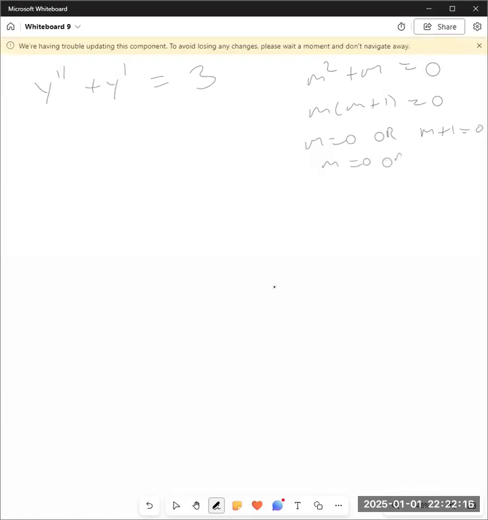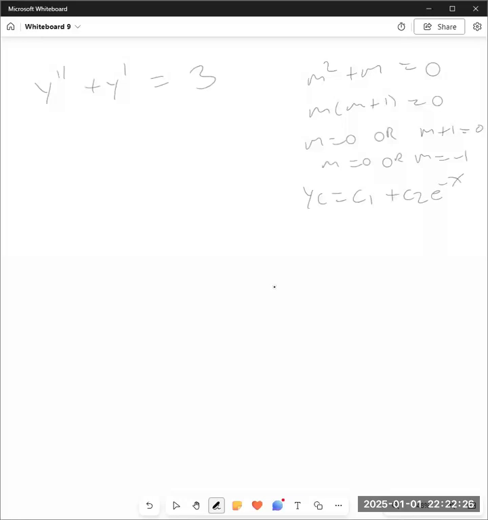Let's go ahead and move on to another example here. y double prime plus y prime is equal to 3. So m squared plus m equals 0. m times m plus 1 equals 0. m equals 0, or m plus 1 equals 0, m equals 0 or m equals -1. So my yc is c1 plus c2 e to the negative x.